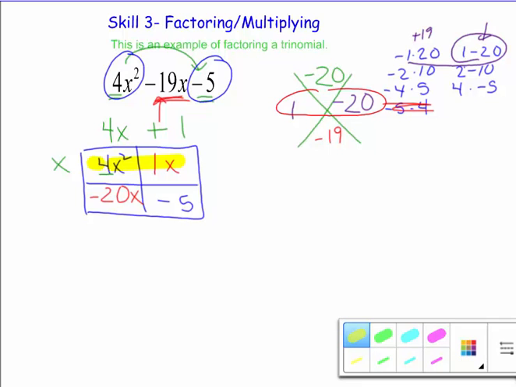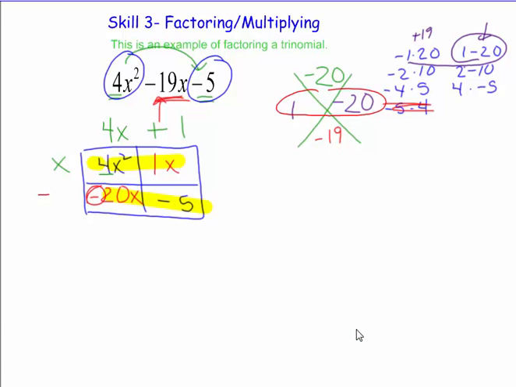Now each teacher kind of teaches things a little differently. This is how I teach it. I look across the bottom. Whatever this sign is here, we're going to take it out. And then we take out the greatest common factor, which is a 5. If you want to double check these things, x times 4x is 4x squared. x times positive 1 is positive 1x. Negative 5 times 4x gives us the negative 20, and the negative 5 times positive 1 gives us that.